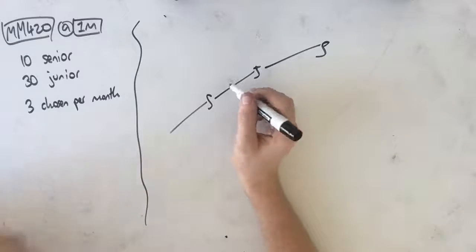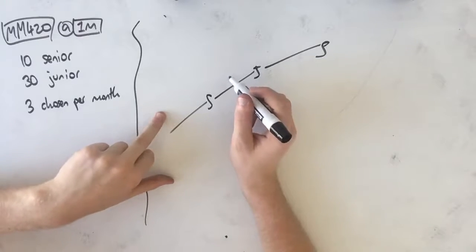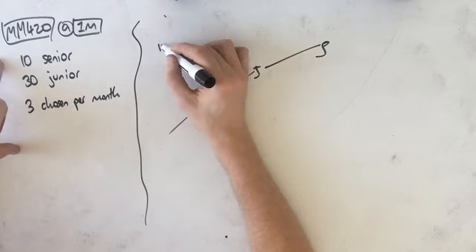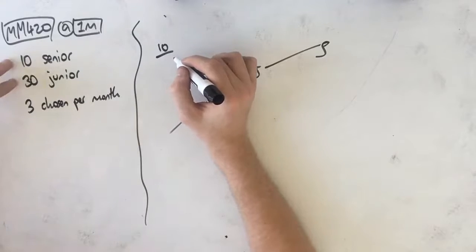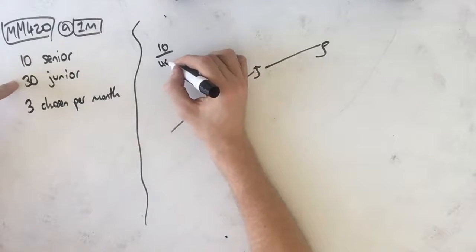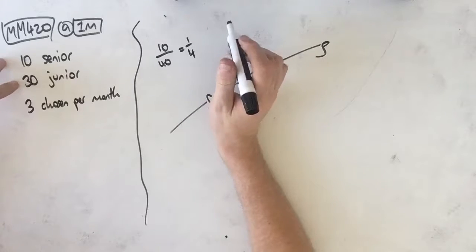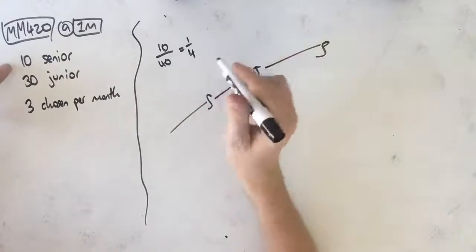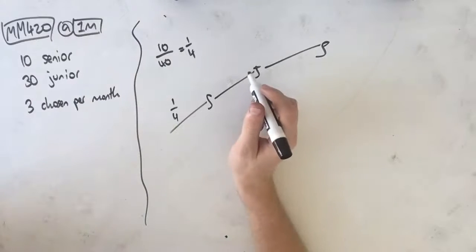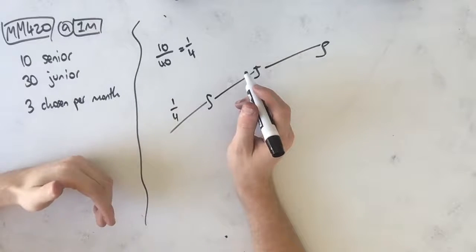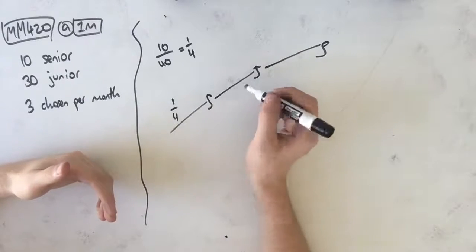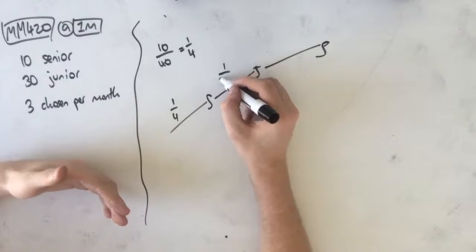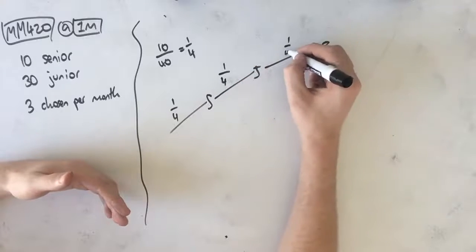Now, what's the chance of picking a senior staff member to begin with? Well, there's 10 senior members, and there's 40 total, right? So 10 senior and 30 junior, so that's 40 total, which means you've got a 1/4 chance to pick a senior. And again, it's completely random, so one employee can be chosen multiple times, so this probability doesn't actually change. So it's 1/4 again, and then 1/4 again.